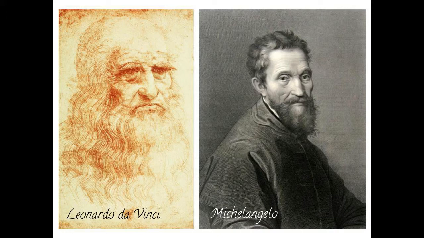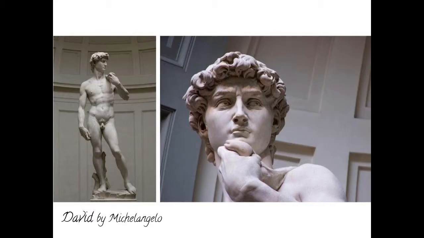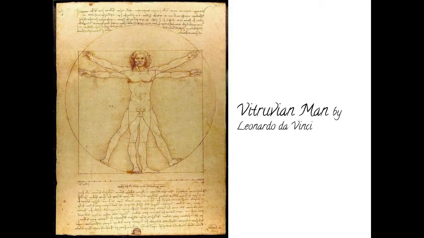In Michelangelo's David, we are shown a beautifully sculpted body that is anatomically perfect. Da Vinci's work in anatomy can be seen in his famous Vitruvian Man, which depicts the ideal human body proportions.